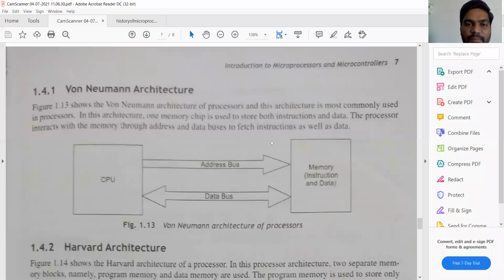Okay, so the CPU will interact with this memory, and this memory will interact with the CPU. For both the transfer of instructions and data, we'll be using a single memory. If you use a single memory for transfer of both instructions and data, then that kind of structure is nothing but what?